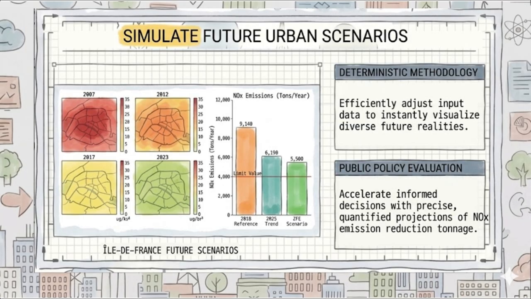And because all of this is mathematically anchored, it lets us project forward. By modifying the input matrices, say adjusting the EV market share or simulating the implementation of restricted traffic zones, engineers can calculate exact tonnage reductions. We can mathematically validate environmental policy and territorial architecture before a single physical change is made.